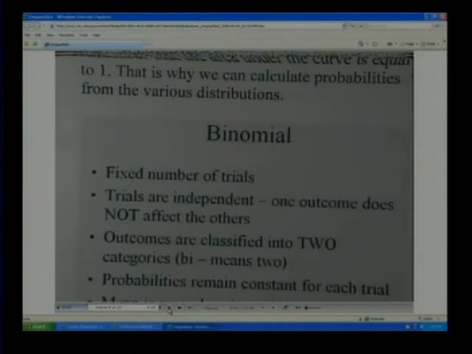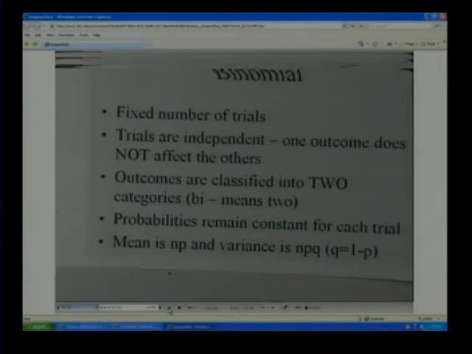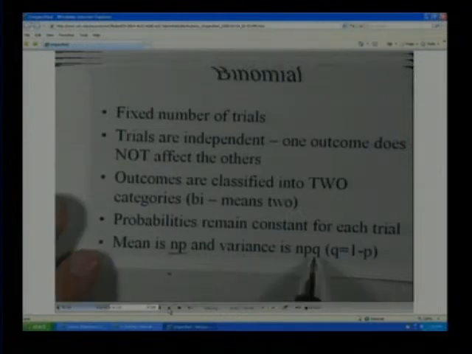You flip a coin once, it's 50-50. You flip it again, it's 50-50. You don't keep switching back and forth. The mean for the binomial is going to be NP. And the variance is going to be NPQ, where Q is equal to 1 minus the p-value.